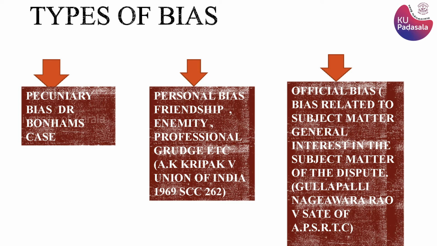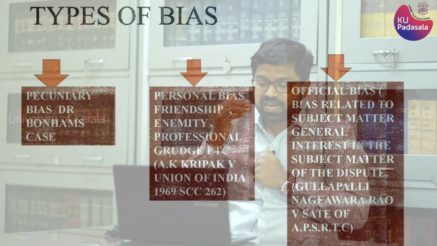Bias can be classified into different heads. The first one is pecuniary bias, the second is personal bias, and the third is official bias, that is, the bias related to subject matter. So there are different kinds of bias. Now we can look into the first one, pecuniary bias.